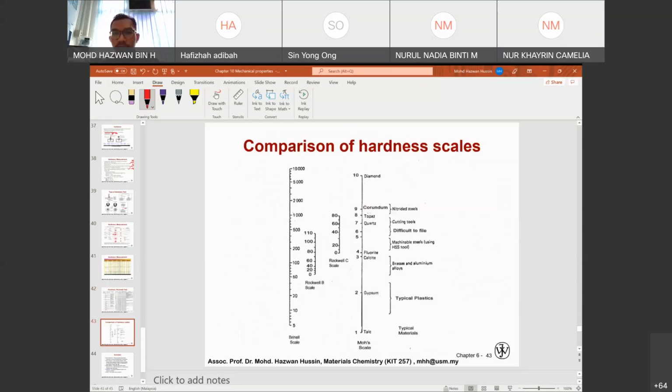So this is the comparison of hardness scales, to identify which one is the hardest. You can see from the scale that plastic has a very low hardness scale. Meanwhile, for steel or metal, and diamond, it will have a higher hardness scale.